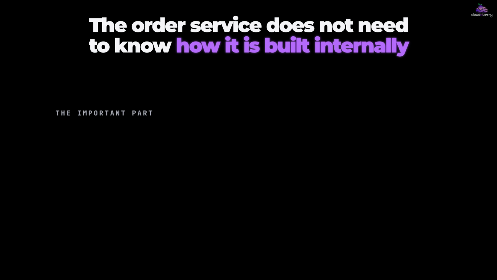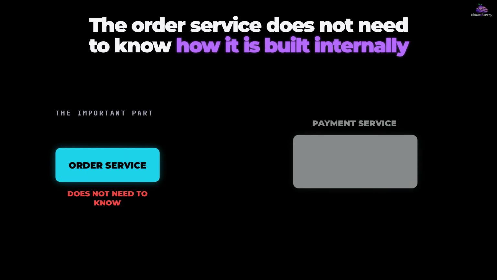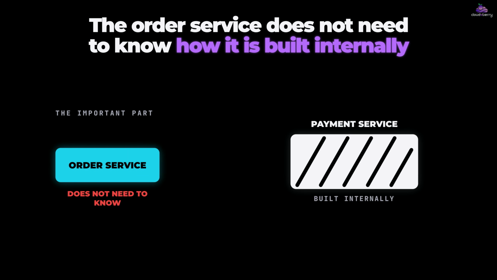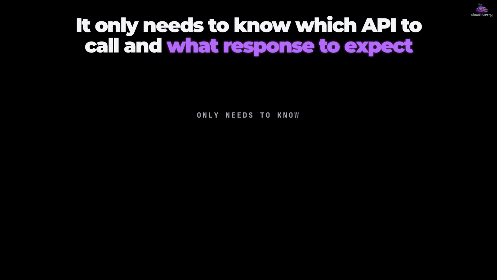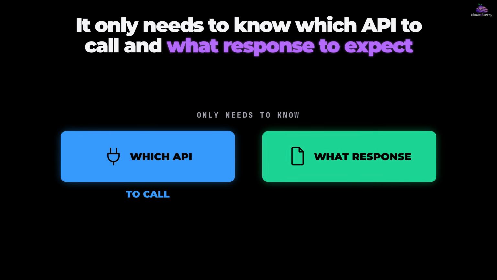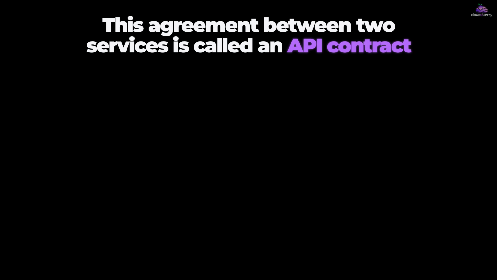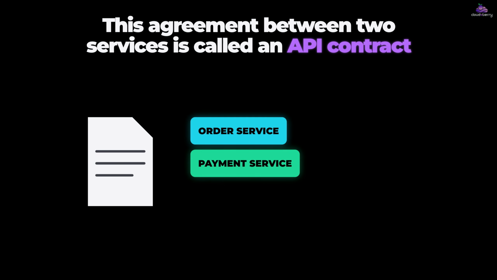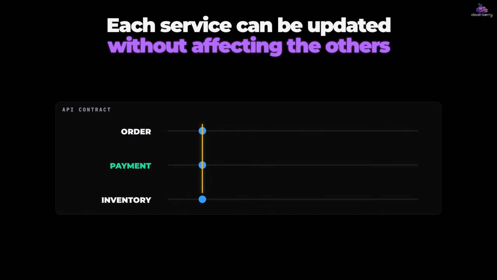The important part is that the order service does not need to know how the payment service is built internally. It only needs to know which API to call and what response to expect. This agreement between two services is called an API contract. As long as both services follow that contract, each service can be updated or improved without affecting the others.